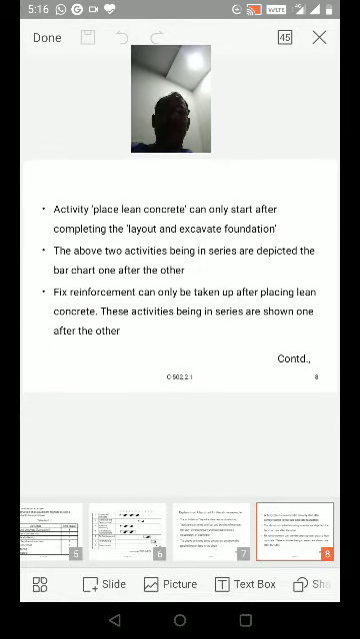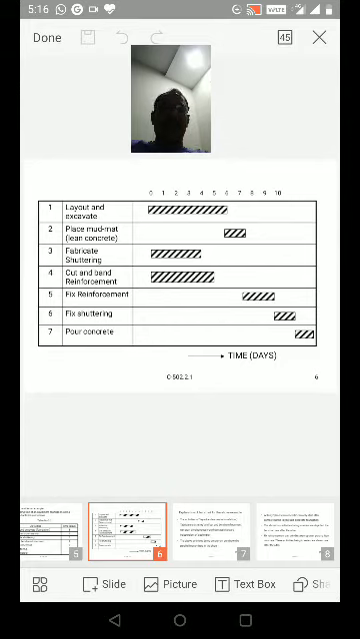Fixed reinforcement can only be taken up after placing lean concrete. Reinforcement can be fixed only after cut and bend reinforcement is done. As soon as the 4th one is completed, you can start the 5th one, fixed reinforcement. As soon as fixed reinforcement is completed, then only you can fix shuttering. As and when fixed shuttering is completed, then you can pour concrete.